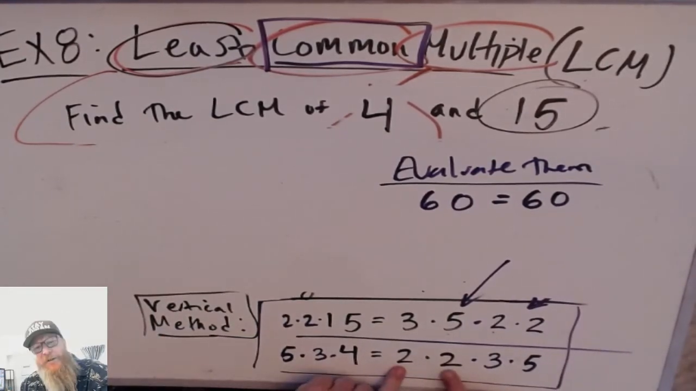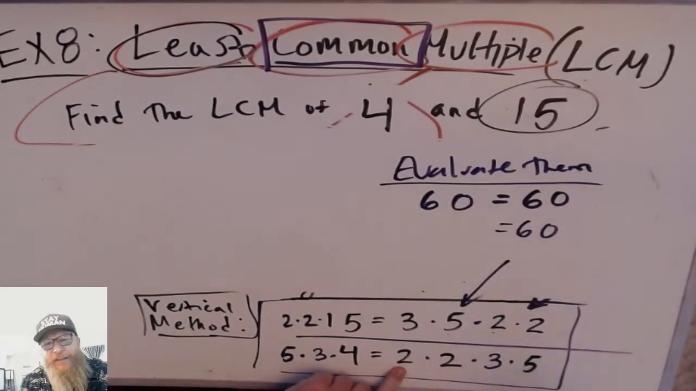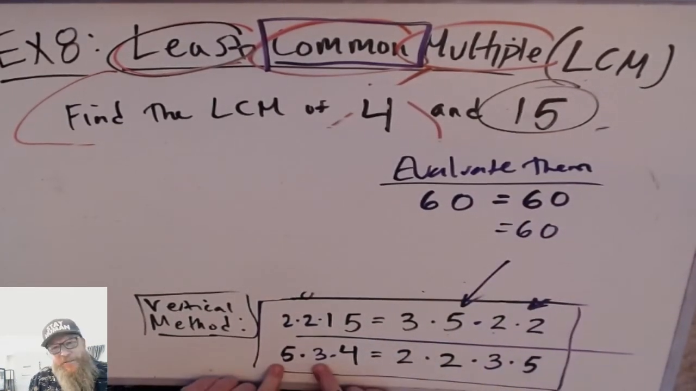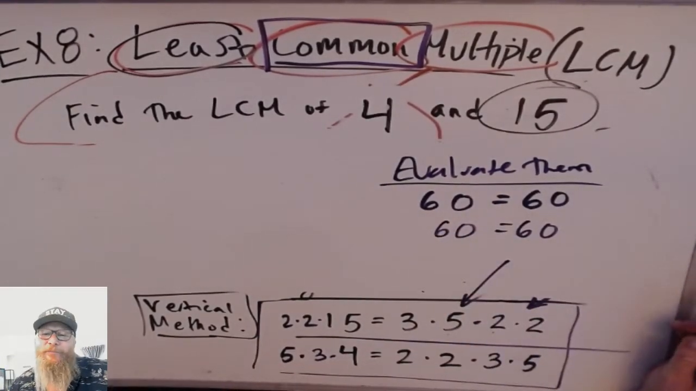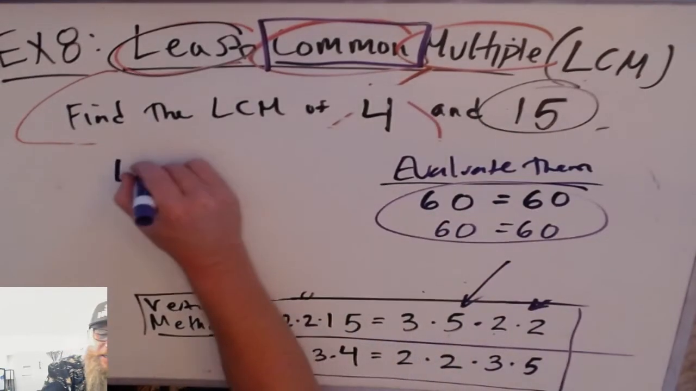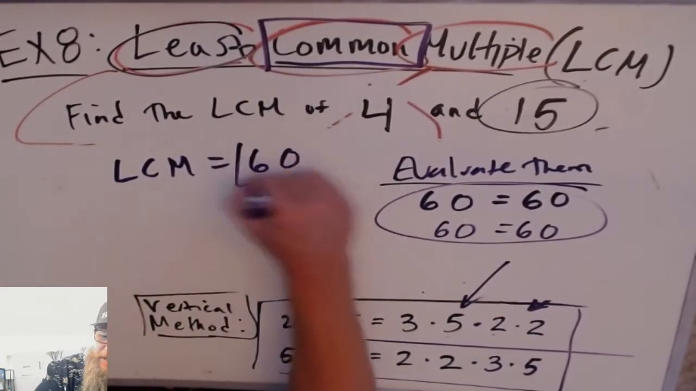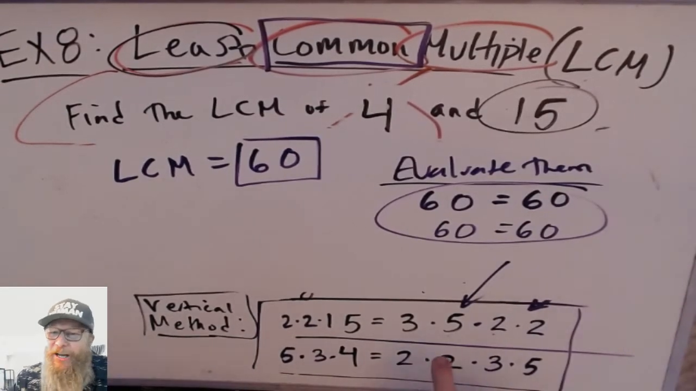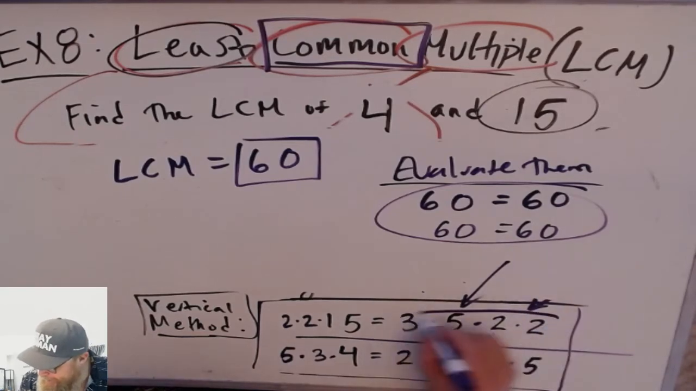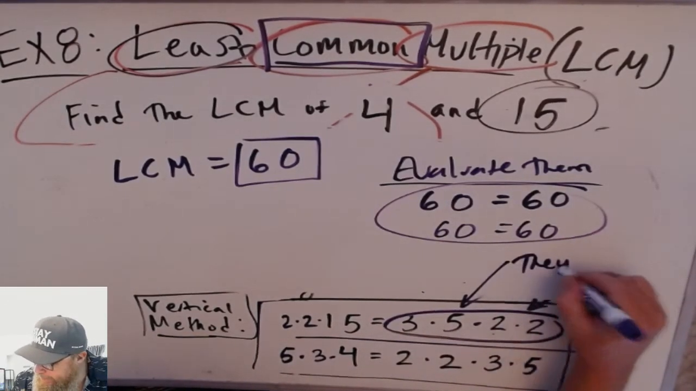2 times 2 is 4. 4 times 3 is 12. 12 times 5 is 60. 5 times 3 is 15. 15 times 4 is still 60. So the LCM is 60. Now, of course, this is my really exaggerated demonstration. You don't really have to multiply all of them out. They should all be the same.